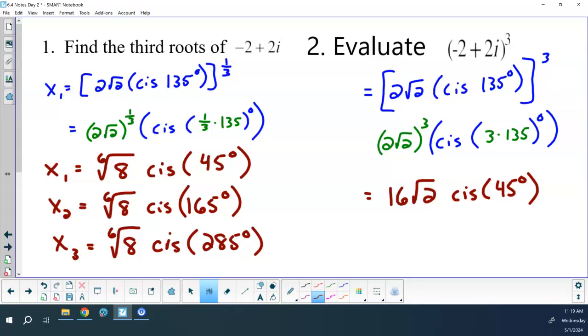Question. Because 3 times 135 is 405. That's outside the first lap of the unit circle, so we have to subtract off 360. 405 minus 360 is 45.